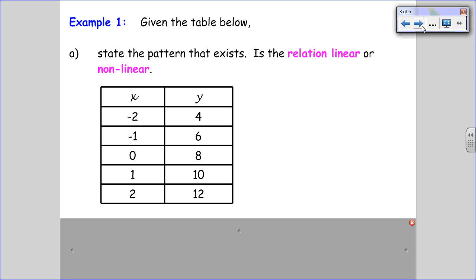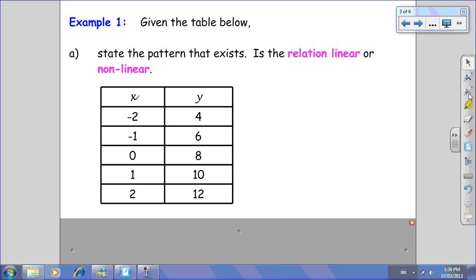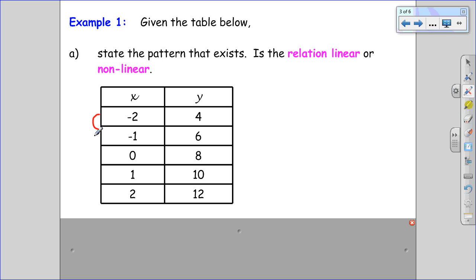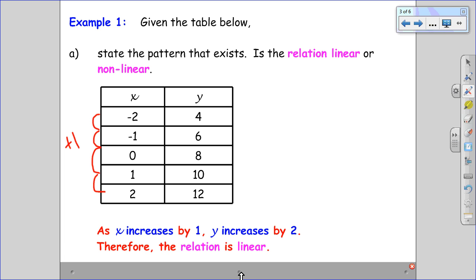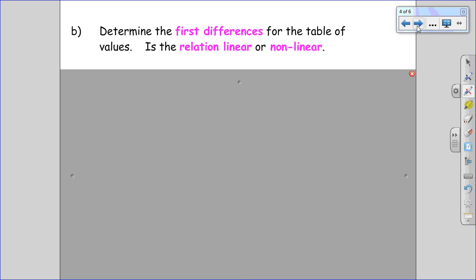So the first thing we have to look at, in order for a pattern to be clearly visible, our x differences have to experience the same change. And if I look, every time I go from one x to the next, I am always adding 1. So if I add 1, what's happening with my y's? I'm adding 2 each time. So since I see a constant pattern, as x increases by 1, y increases by 2, the relation can be said to be linear.